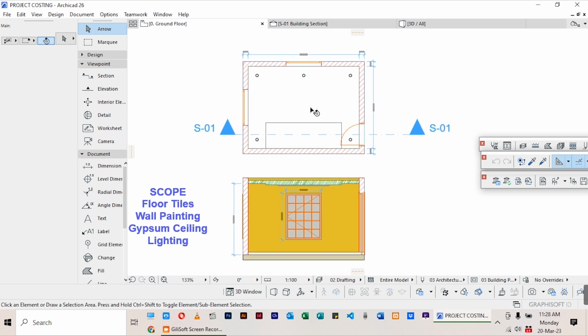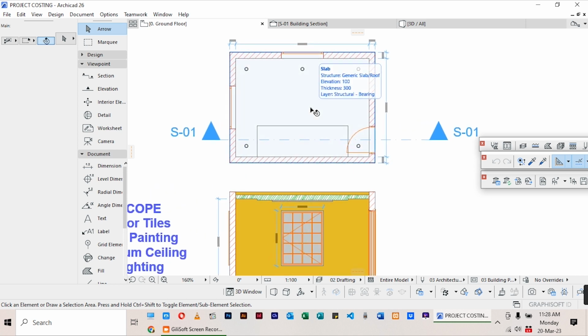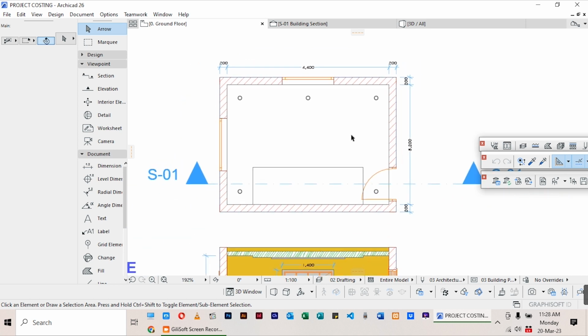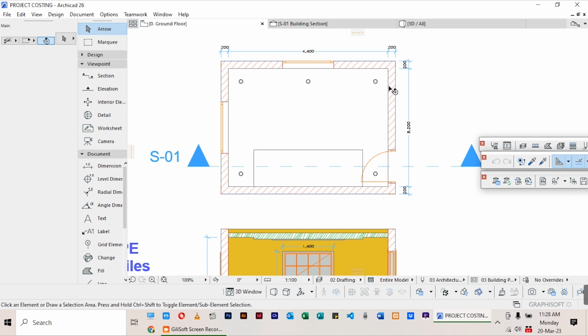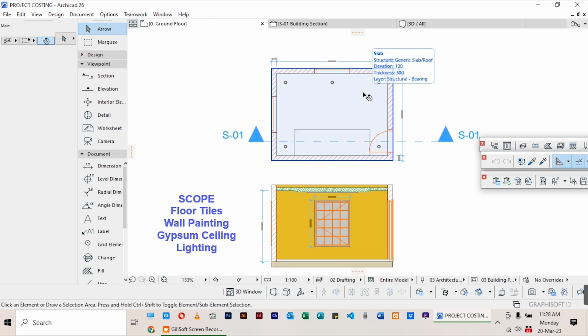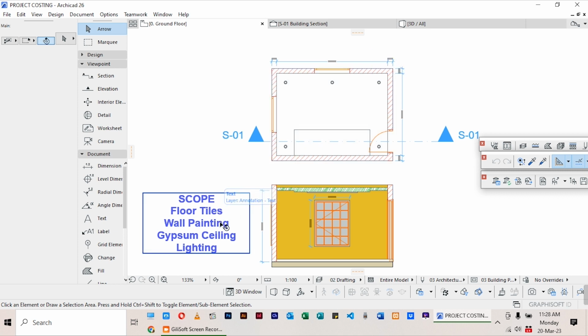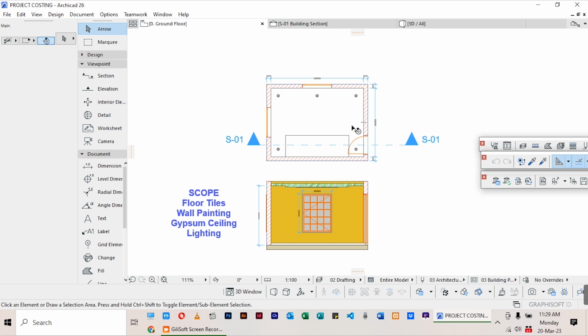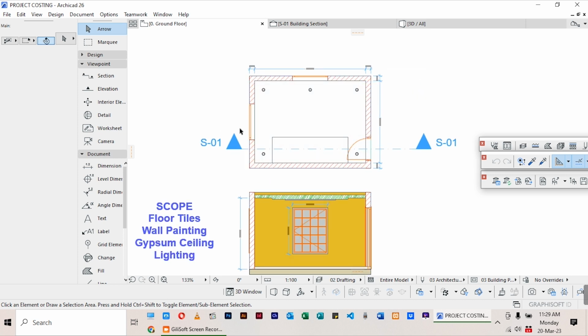I've gone ahead and done a small office. This is a small office of about 4.4 meters by 3.2 meters. It has the kind of things that you're supposed to do, according to your grant. They want you to do floor tiles, wall painting, gypsum ceiling, and wiring as well. How do you cost these projects? Watch and let's do this together.